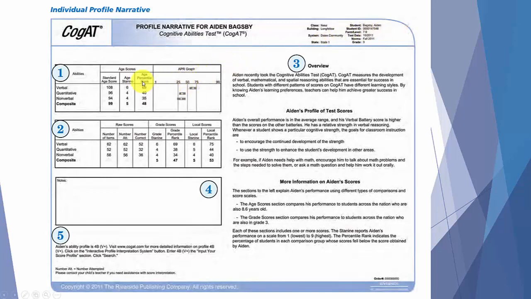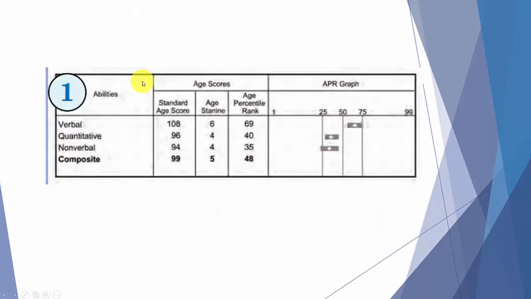On the left, you should see a set of age scores. The abilities tested are listed as well as a composite score of all these areas. The standard age score is the first score. The average score is 100. The stanine and percentile scores show how the student scored in comparison to other students the same age using the same instrument. These scores are similar to what was seen in the previous assessment, Iowa assessments.